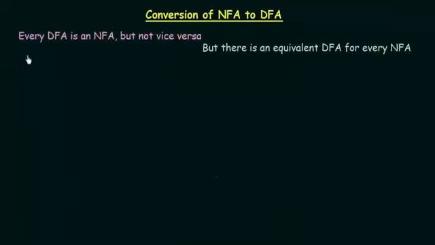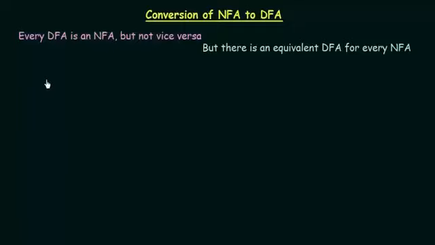Okay, so we say that every DFA is an NFA but not vice versa. That means that every DFA is an NFA, but every NFA is not a DFA. Alright, but there is an equivalent DFA for every NFA. That means every NFA can be converted to an equivalent DFA. Okay, so we have two statements here, but how do I justify this?